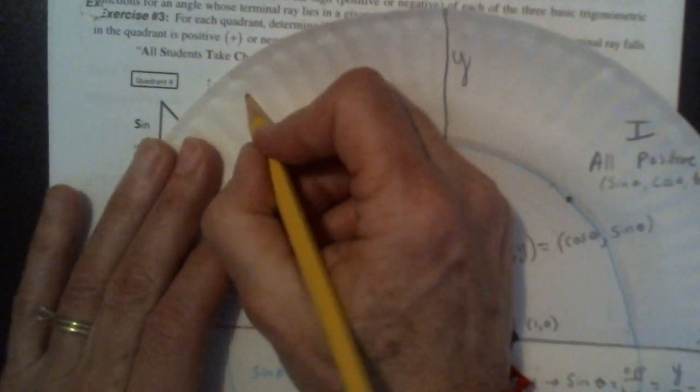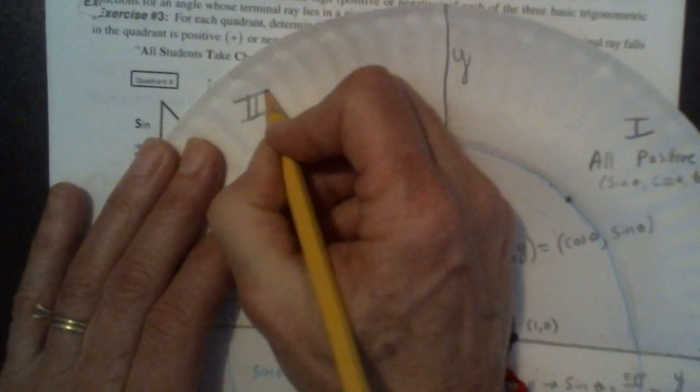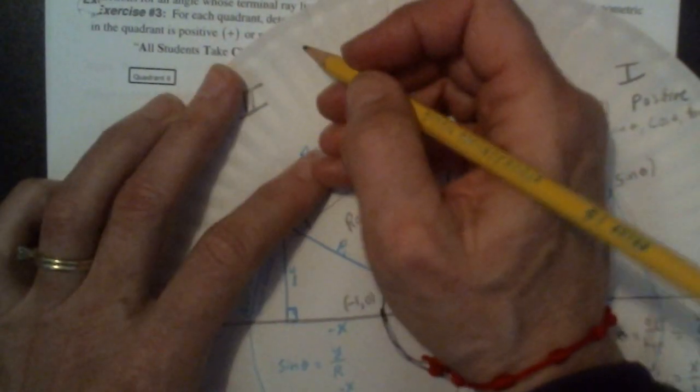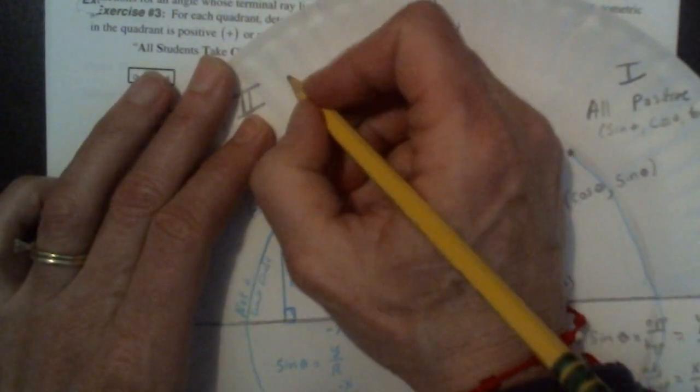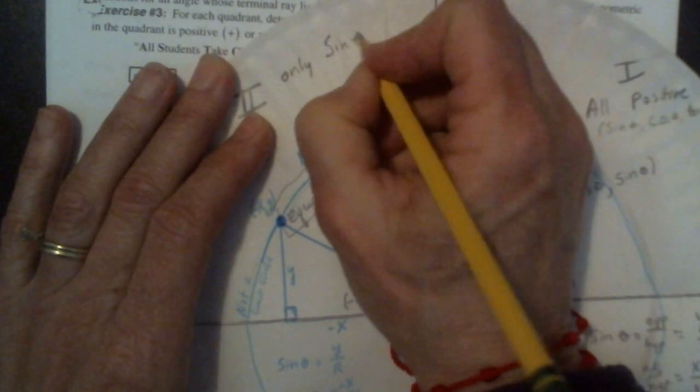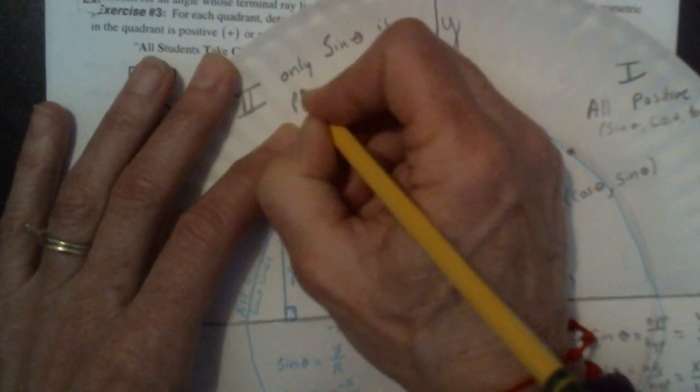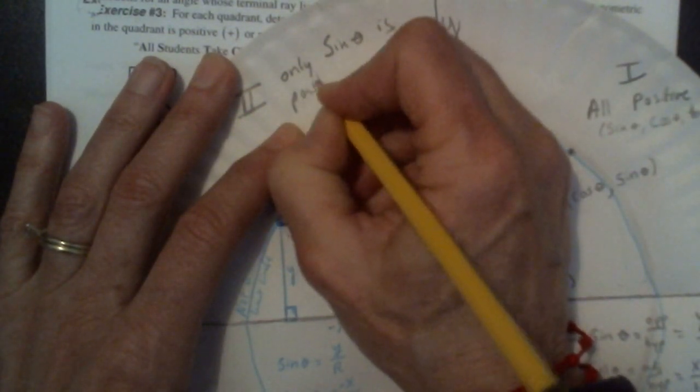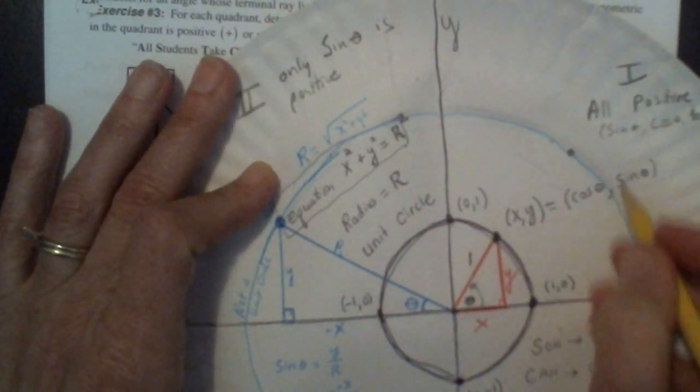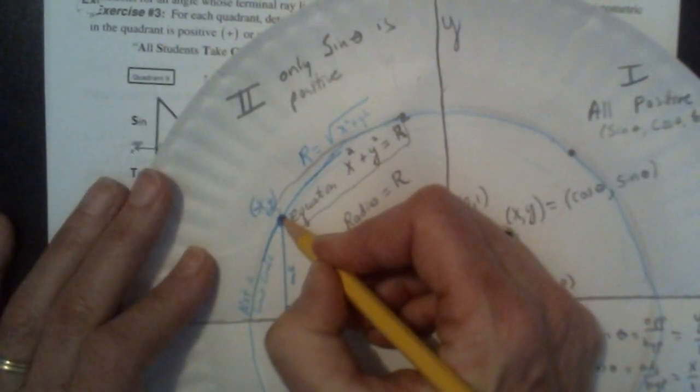Over here we have quadrant 2, and in quadrant 2, the only trig function of these three, sine, cosine, and tangent, that is positive is the sine. So only the sine of theta is positive for any angle that's created in quadrant 2. Only the sine is positive, cosine is negative, tangent is negative.